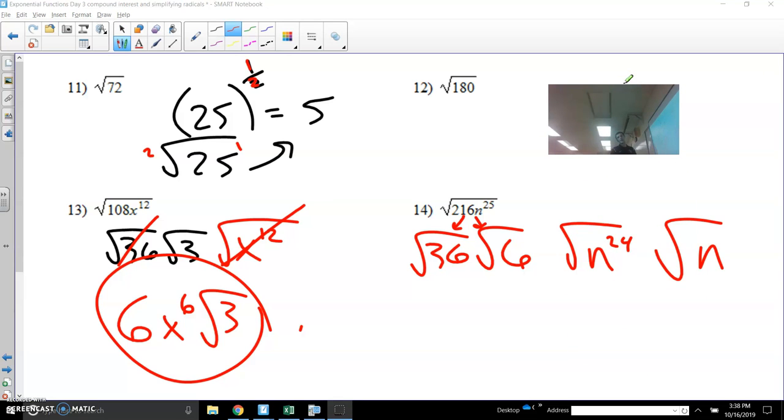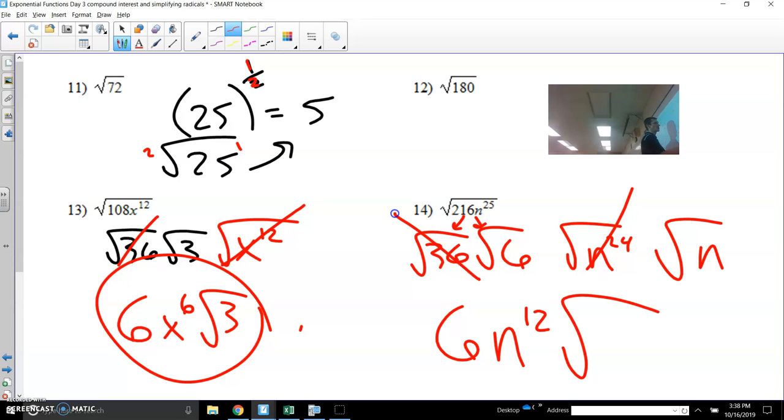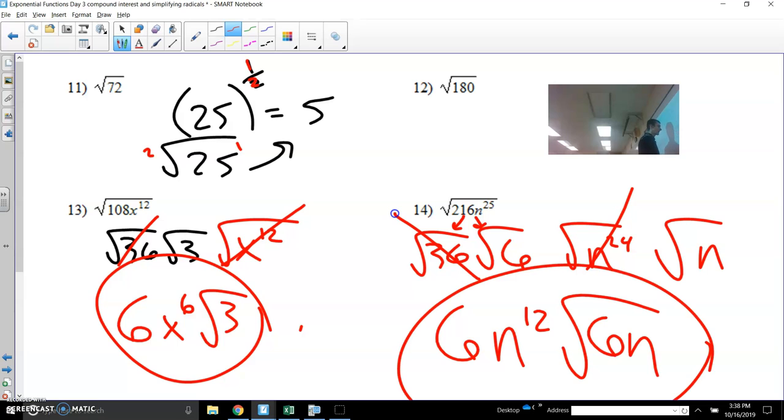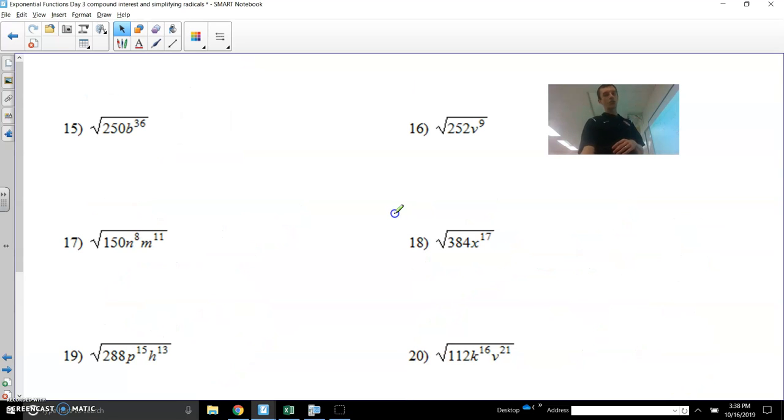So now what I've done is I've separated the radical into parts where if you put them all together, you would have what you started with. But now I want to extract everything that simplifies. The square root of 36 is 6. Half of 24 is 12. Now what's left over can just go back together inside one radical. So go ahead and give the other ones a shot, 15 through 20.